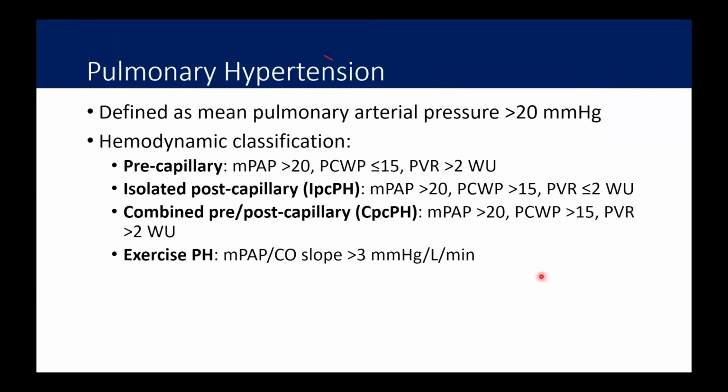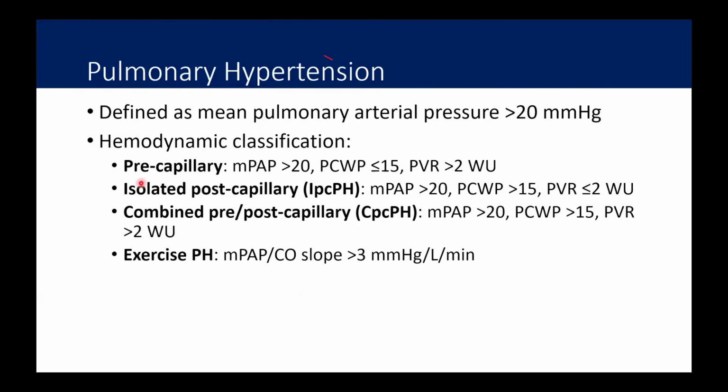So before we go into the echo-specific pulmonary hypertension concepts, let's ground ourselves in the hemodynamic definitions, because everything we're really doing on echo is trying to non-invasively approximate what the right heart cath would tell us. So hemodynamically, PH is defined as a mean pulmonary arterial pressure greater than 20 millimeters of mercury, and this was lowered from 25 millimeters of mercury in 2022. And along with that, the pulmonary vascular resistance threshold was lowered from 3 to 2 Wood units.